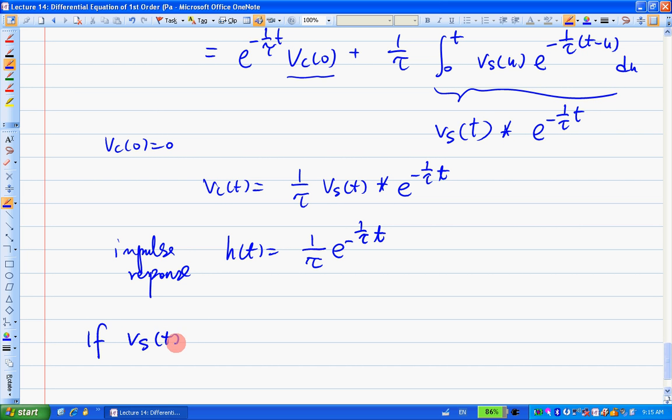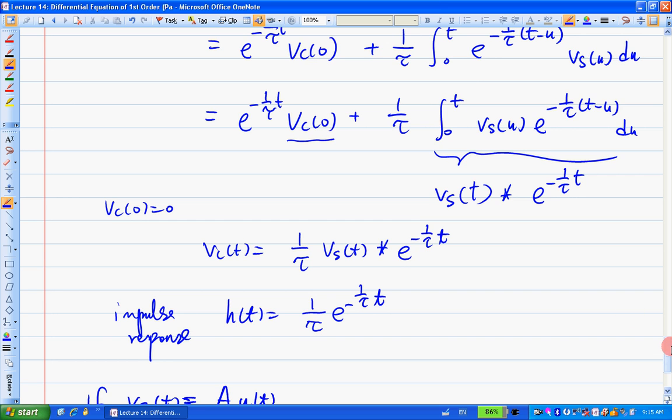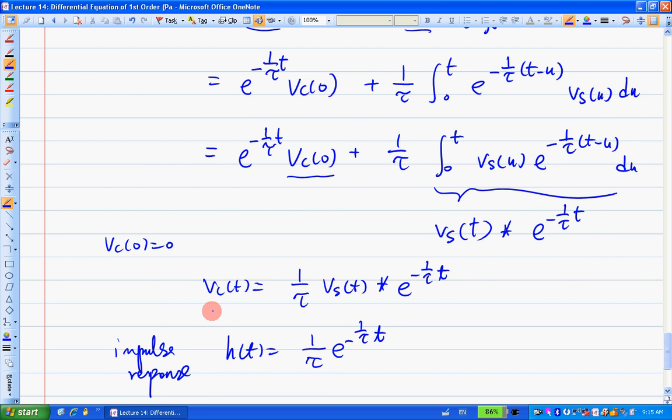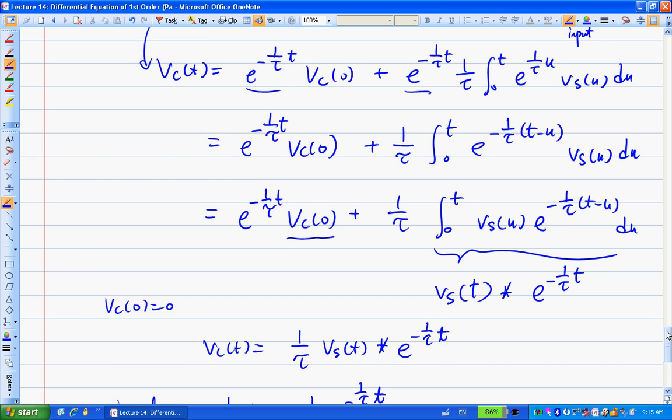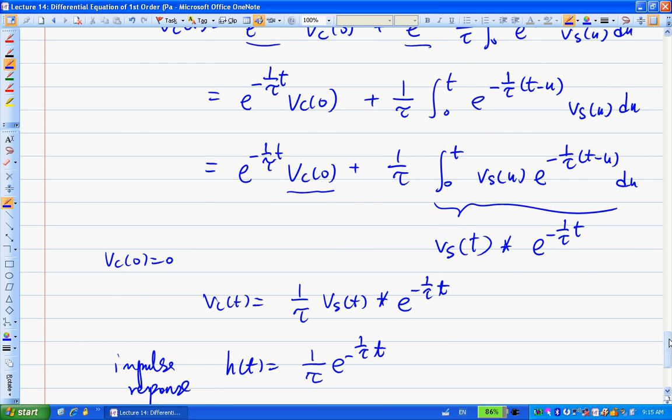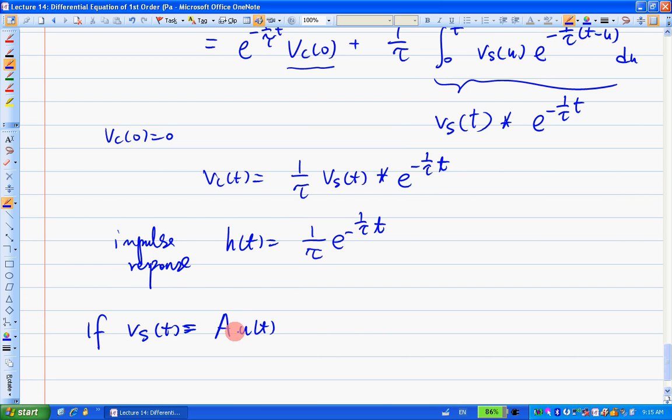Input VS(t) is a unit step, let's say maybe not a unit step, maybe a scaled up unit step, let's say A u(t). And what will be the corresponding output VC? So here is a general solution. All you need to do is replace this guy with what? A. So basically, you're going to replace this guy with this.